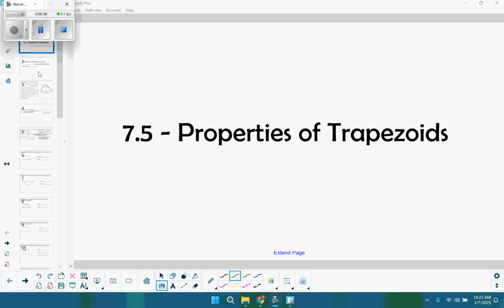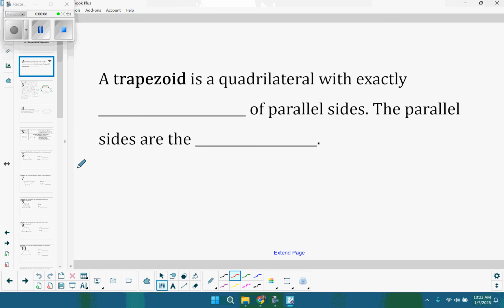This is 7.5, part 1, the properties of trapezoids. So a trapezoid is a quadrilateral with exactly one pair of parallel sides. So that's different from the parallelogram that had two pairs of parallel sides. The parallel sides are called the bases.